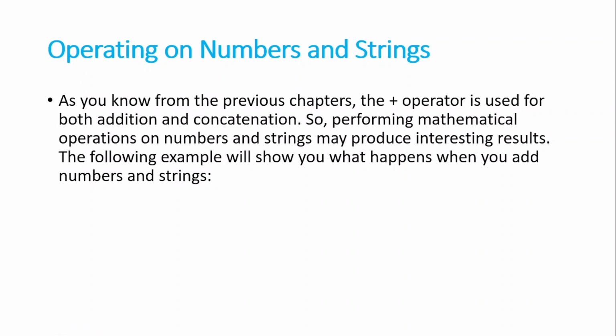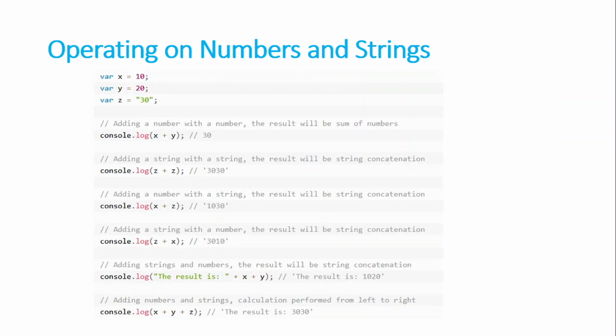So what can we do with numbers and strings? As you know from the previous chapters, the plus operator is used for both addition and concatenation. So we can concatenate two strings with this plus symbol. And if we use plus with numbers, if both the operands are numbers, then it will actually add both of them. Otherwise, it will concatenate them. So performing mathematical operations on numbers and strings may produce interesting results. Let's see what we'll be doing.